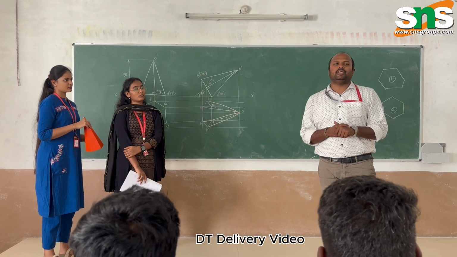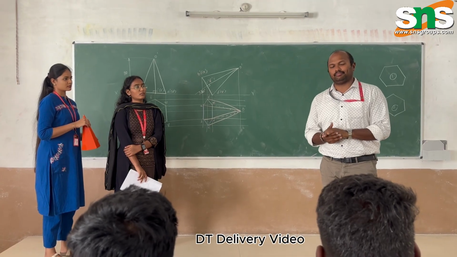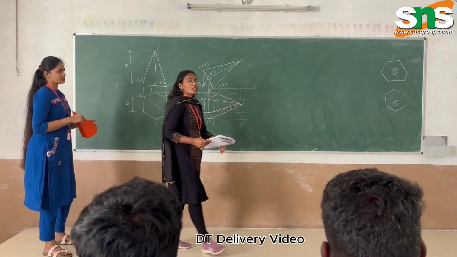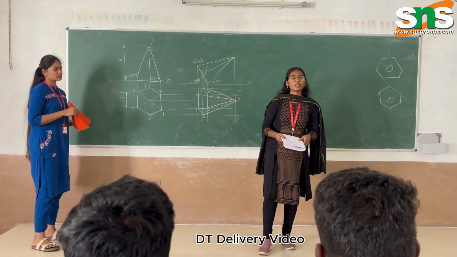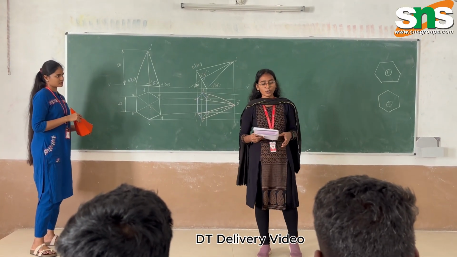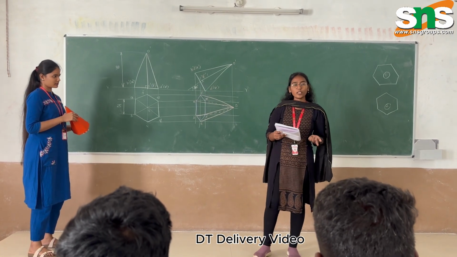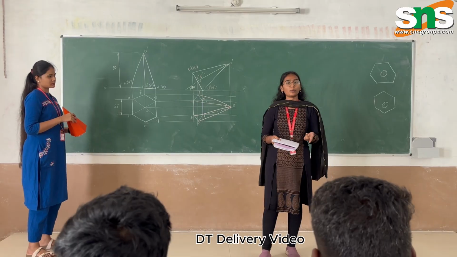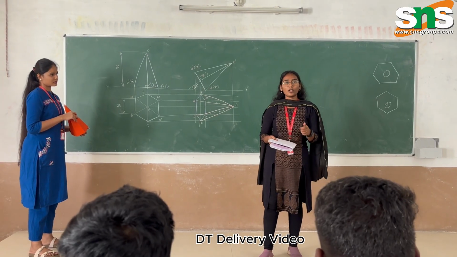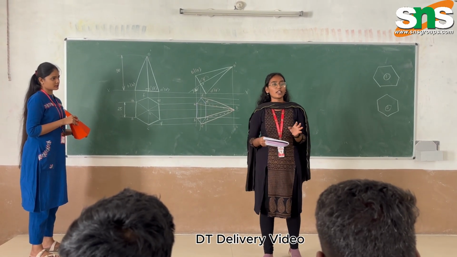So here I am with the first sum for the projection of solids. Hello everyone. While coming to projection of solids, we'll be discussing 4 major shapes, which are hexagon, pentagon, cylinder, and cone. When it comes to hexagon and pentagon, we have 2 types: prism and pyramid. And right now, we'll be discussing a question on hexagonal pyramid.